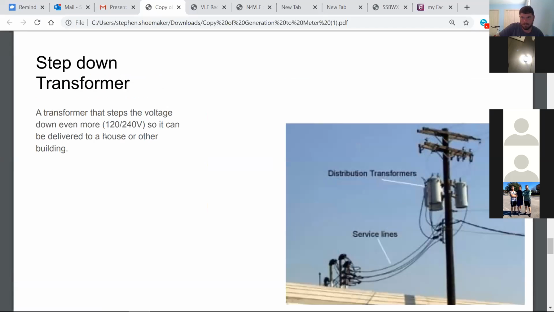Step down transformer for distribution transformers, or transformer on the pole, that steps down the voltage even more to 120, 240 volts so it can be delivered to a house or other building. Correct.